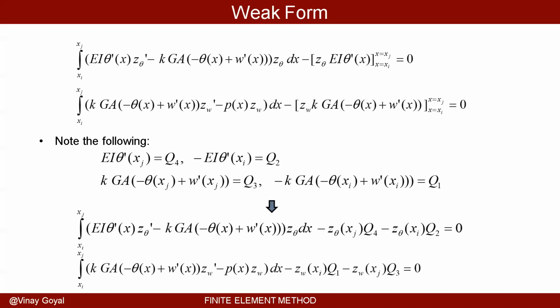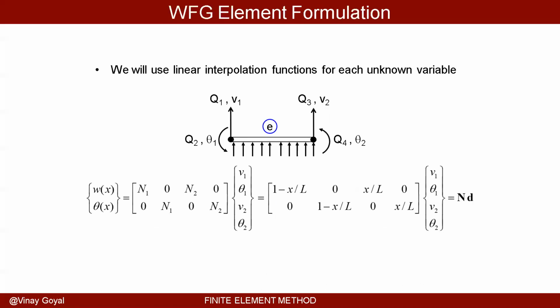That's a question. So what I'm going to do next is approximate the solution over the domain. What are the things I want to find? I want to find theta and w. So let's find those by approximating the solution over the domain, and I will use a linear shape function. We'll use linear interpolation functions for each unknown variable.